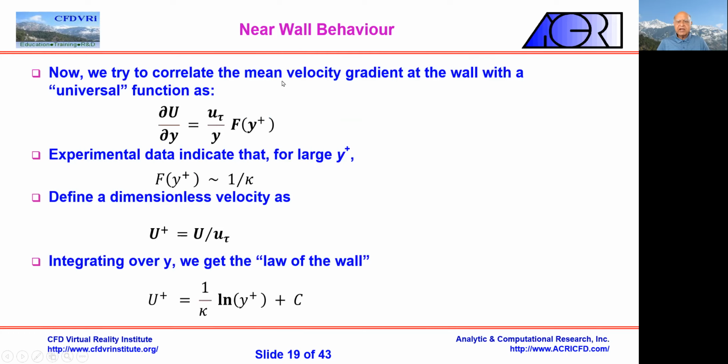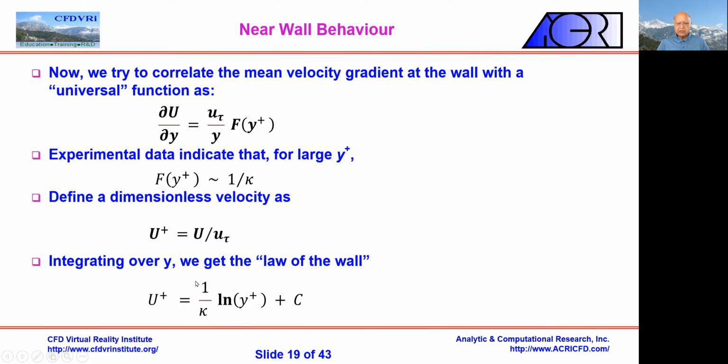So if we now look at the velocity gradient at the wall, because we have the requirement that there should be a certain shear stress, u tau contains the shear stress. So du/dy would have to be u tau, the shear stress velocity, divided by the distance, times some non-dimensional function of y plus. Experimental data indicates that for large values, this becomes 1 over kappa. So this function becomes constant when y plus gets large. We define this dimensionless velocity, and we know that it becomes 1 over kappa.